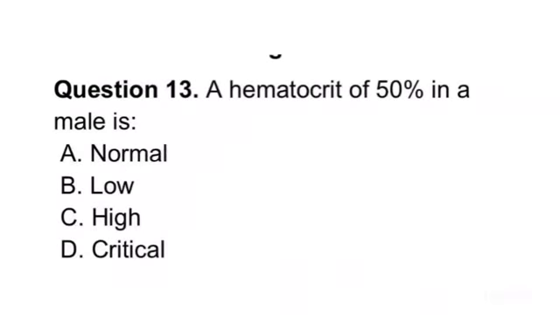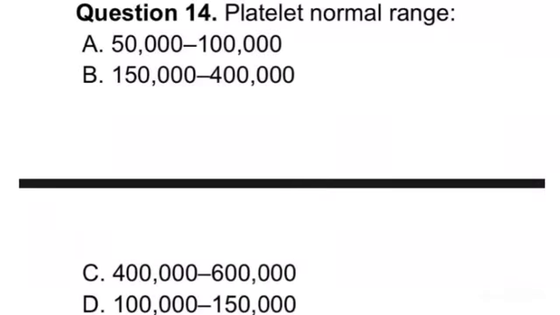Question 13. A hematocrit of 50% in a male is A. Normal, B. Low, C. High, D. Critical. Answer A. Normal.